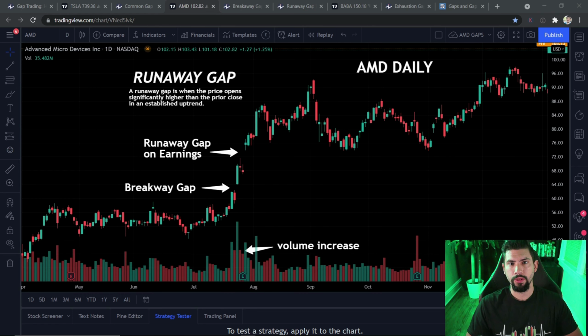All right, so the next two examples we're going to be looking at are called breakaway gaps and runaway gaps. Now, contrary to the common gaps that we just looked at on Tesla, runaway gaps and breakaway gaps don't always come back to fill. Where we saw on Tesla, price would gap up, it would come back down, or it would gap down and come back up. Those are the common gaps, all right? These types of gaps don't necessarily have to fill. So it's really interesting because we're going to take a look at that now on AMD.